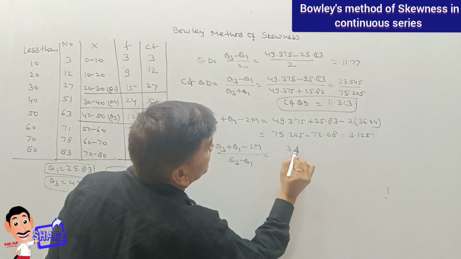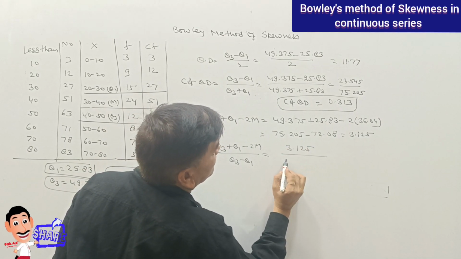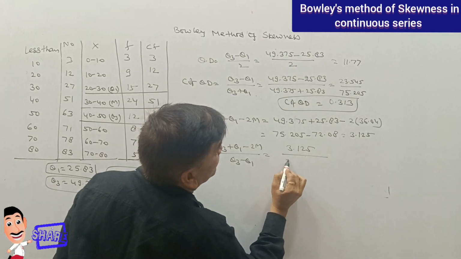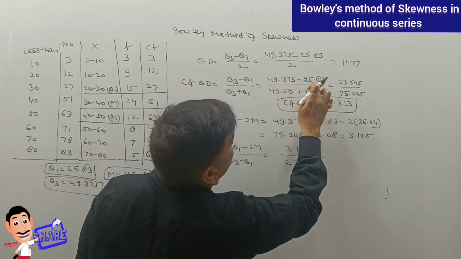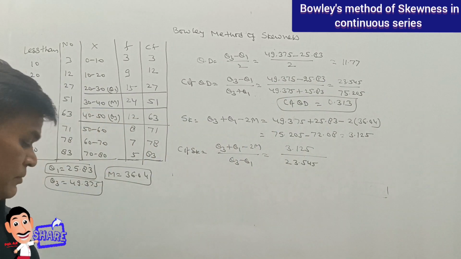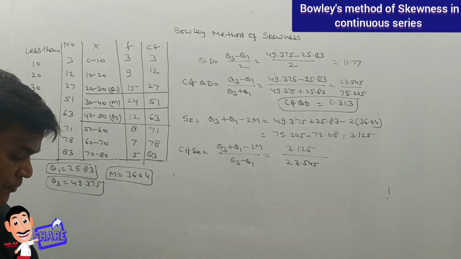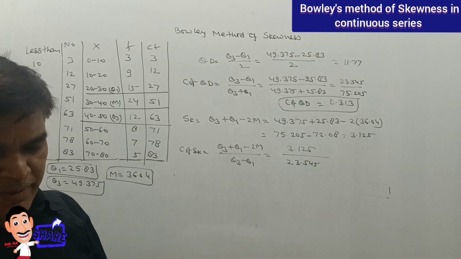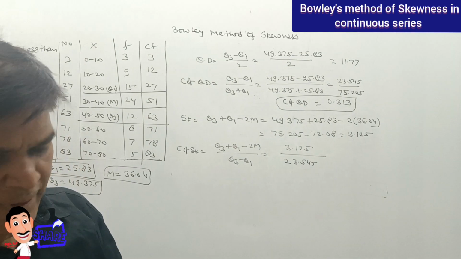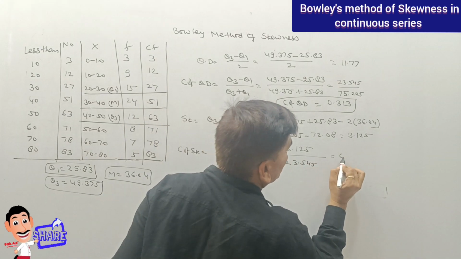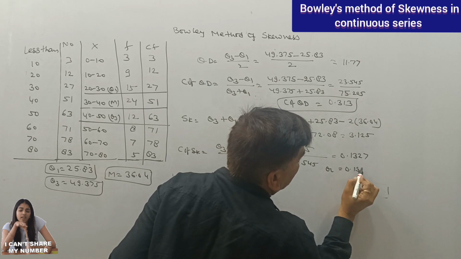So the upper value is 3.125. The lower value is 23.545, already calculated as Q3 minus Q1. Divided by 23.545, that is 0.132. So the value is 0.1327, or we can write 0.133.